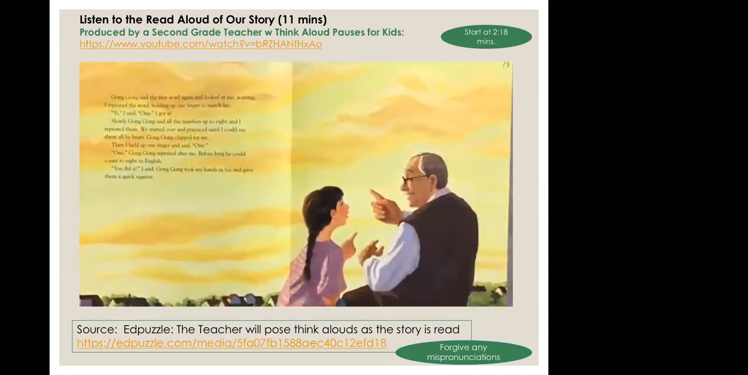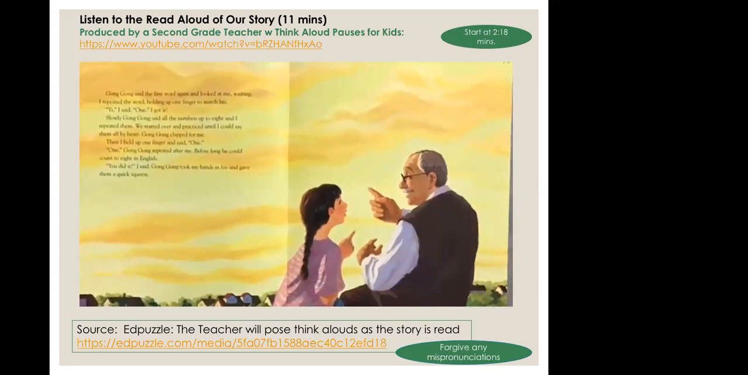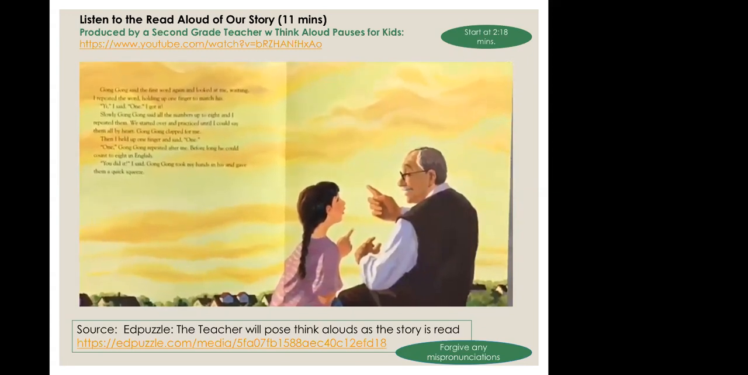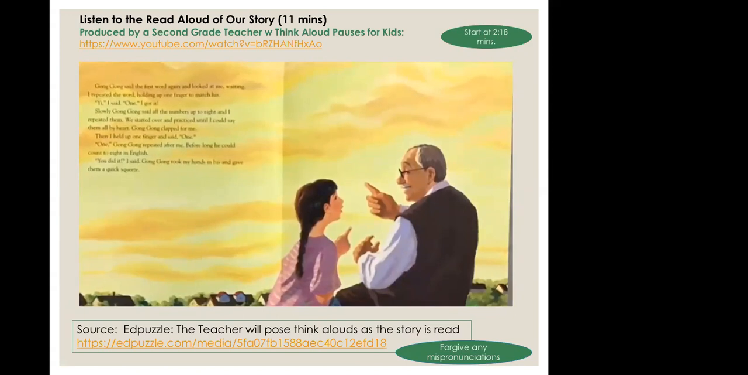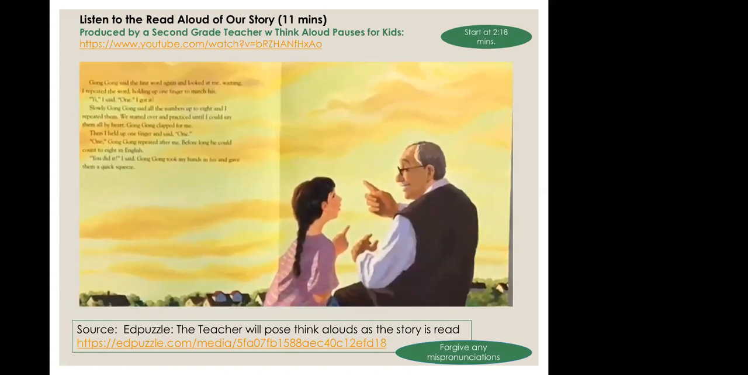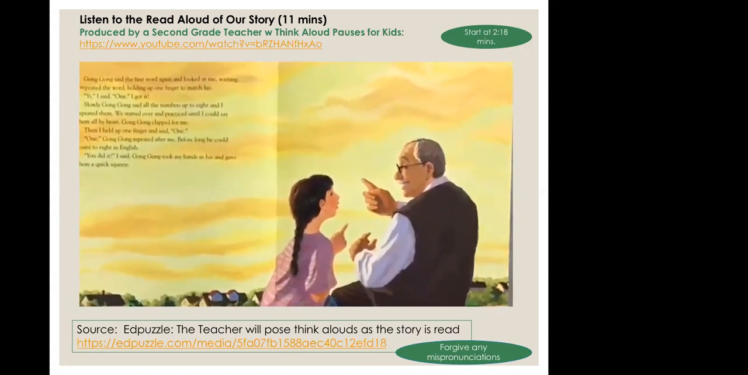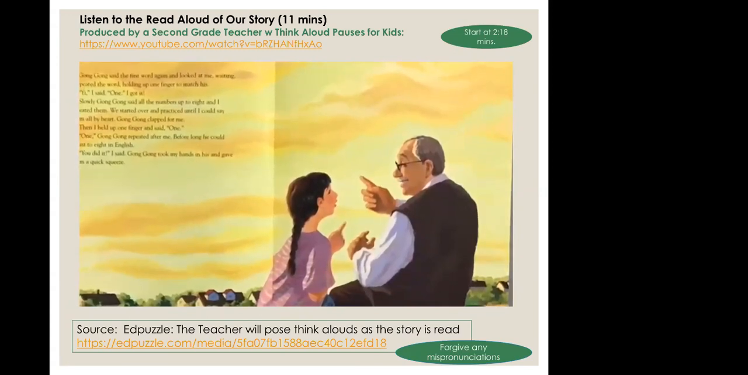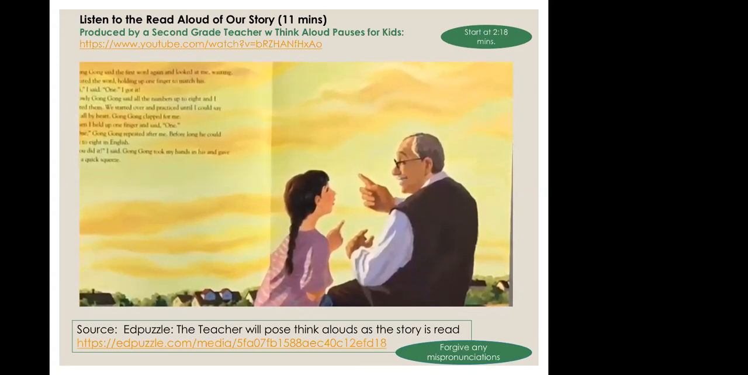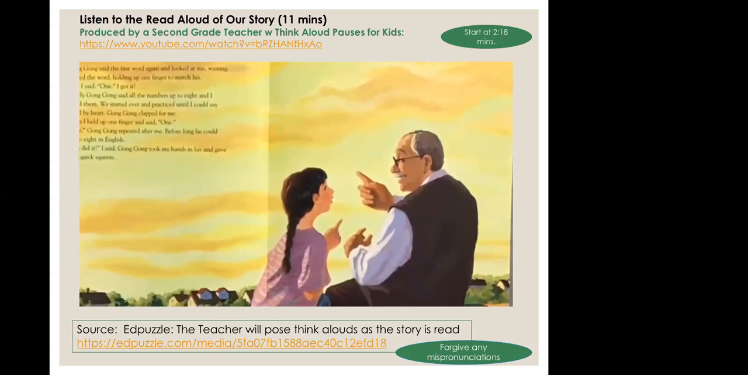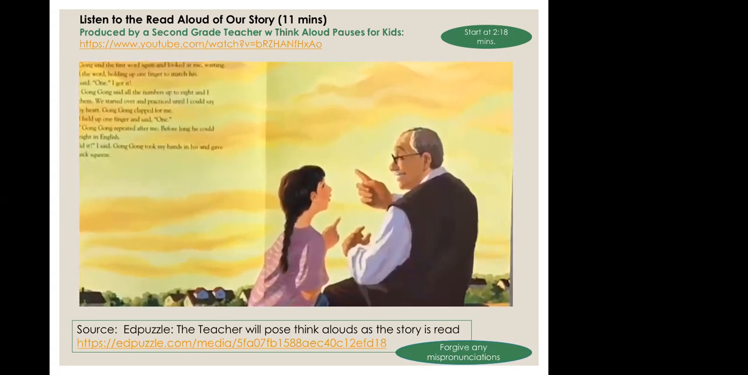Gong Gong said the first word again and looked at me, waiting. I repeated the word, holding up one finger to match his. "Yi," I said. "1, I got it." Slowly, Gong Gong said all the numbers up to 8, and I repeated them. We started over and practiced until I could say them all by heart. Gong Gong clapped for me.